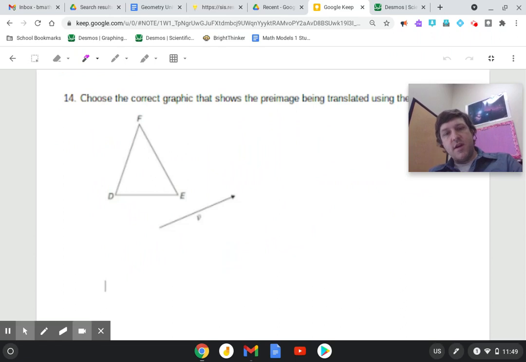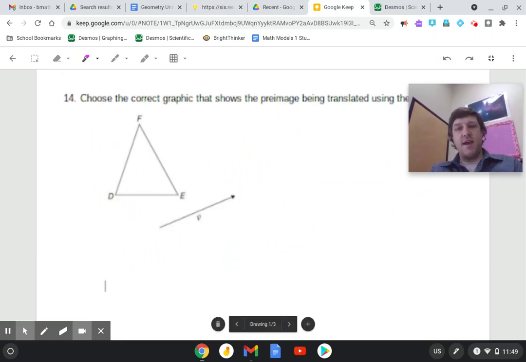So just keep in mind you've got this vector v. That's how much the figure is being moved and in what direction.